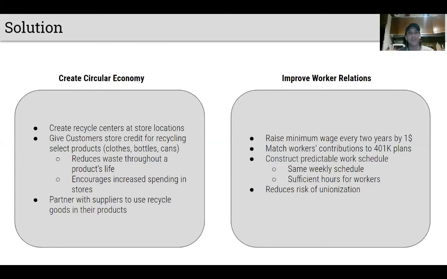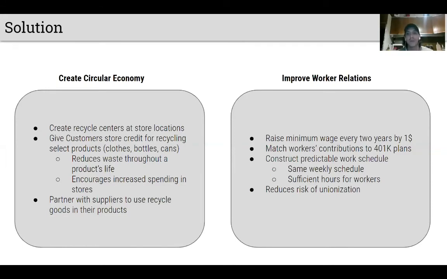In this, we want to create recycle centers at various store locations in which we give customers store credit for recycling select products such as clothes, bottles, cans, etc. By giving customers store credit, they have to use that credit within our stores, which brings them back into our stores to complete more shopping. We will also want to further partner with our suppliers to use the goods we recycle at our stores, to help shift that back onto the suppliers so they can reincorporate the recycled goods in their products.